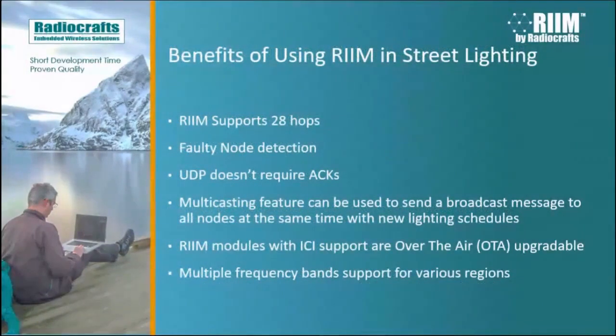So in short, what will I gain if I use RIIM in my street lighting project? You will have, first, multicasting, which we will discuss in more detail very soon. You'll have RIIM's ability to support 28 hops, some features like faulty node detection, and support for UDP packets, which don't require acknowledgements. And of course, RIIM modules are easy to use. You can also do over-the-air updates and use multiple frequency bands.